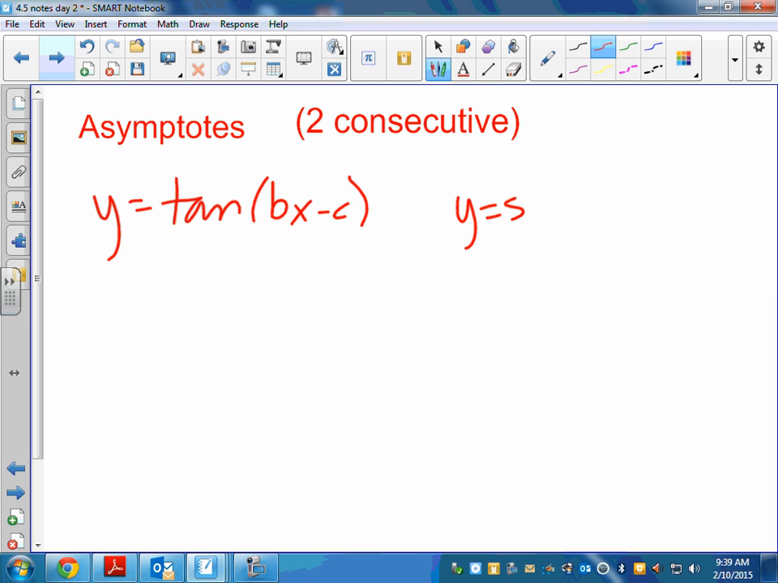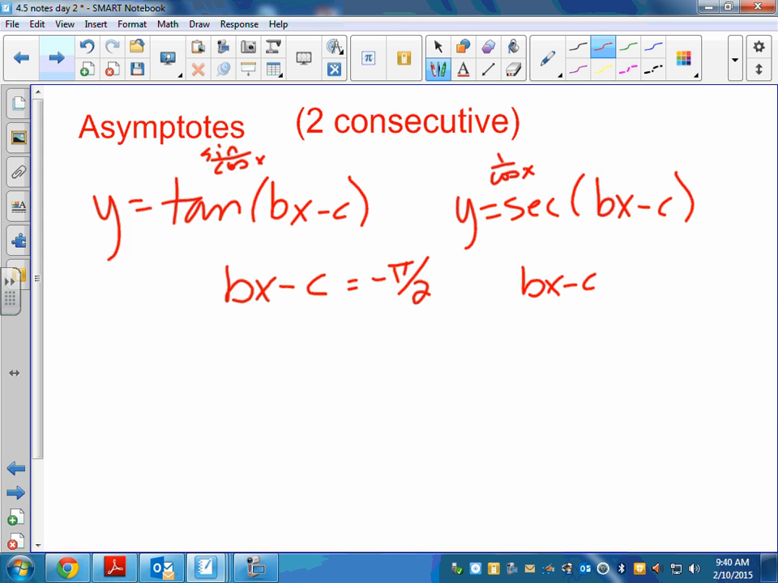So it's good buddy secant, right? Those are going to go together. Think about which ones go together. Like for me, I think about tangent. You can write tangent, remember, as sine over cosine. You can write secant as 1 over cosine. So since they both have cosine in the bottom, this is why their asymptotes are the same. And their asymptotes are where cosine equals 0, which means you're going to set bx minus c equal to negative pi halves and pi halves every time and solve that to get your 2 consecutive asymptotes.